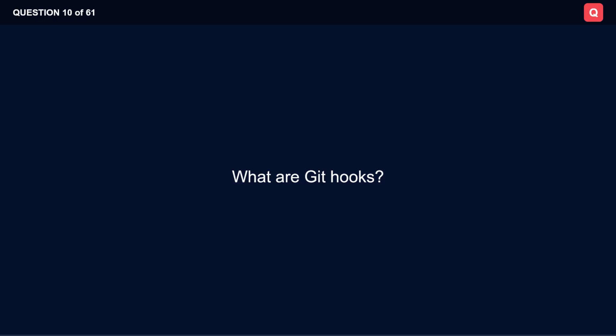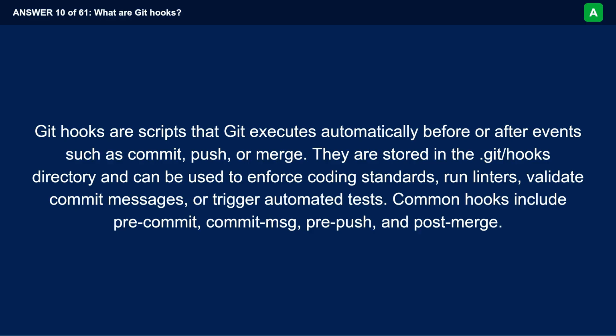What are Git hooks? Git hooks are scripts that Git executes automatically before or after events, such as commit, push, or merge. They are stored in the .git/hooks directory and can be used to enforce coding standards, run linters, validate commit messages, or trigger automated tests. Common hooks include pre-commit, commit-msg, pre-push, and post-merge.